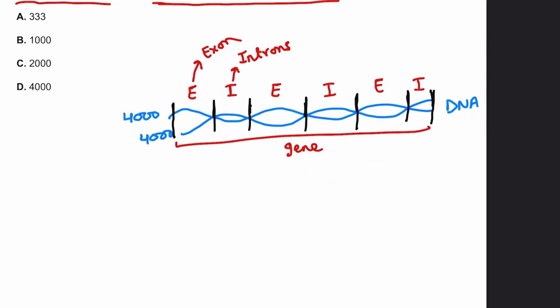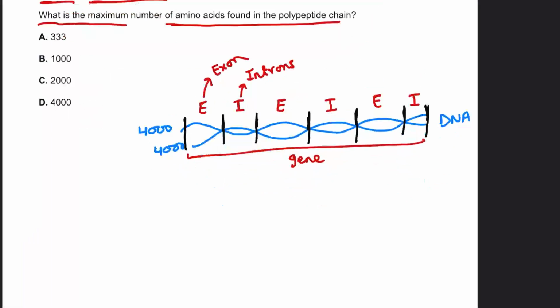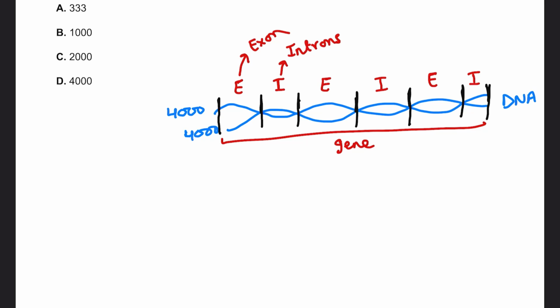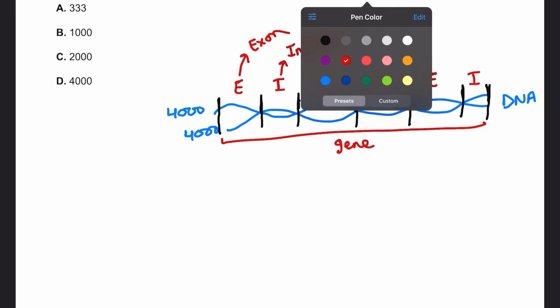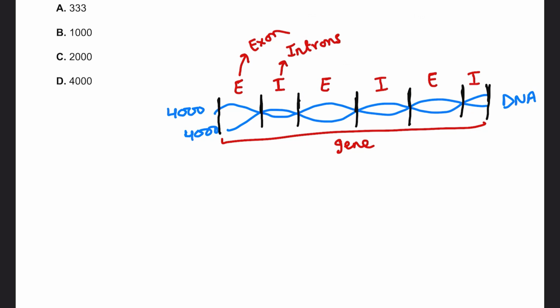Okay. Then they said that this DNA is transcribed to form messenger RNA. Obviously, when messenger RNA is formed, it is single-stranded. So how many nucleotides does it contain? It contains 4,000 nucleotides because it is single-stranded. And they said that pre-mRNA was formed.